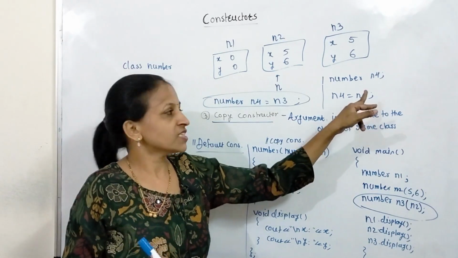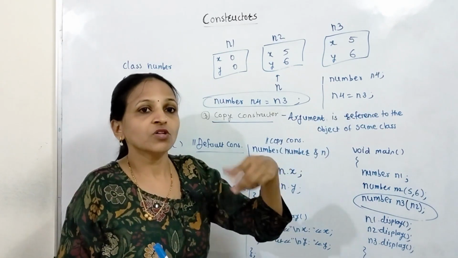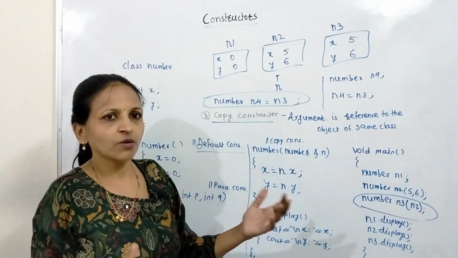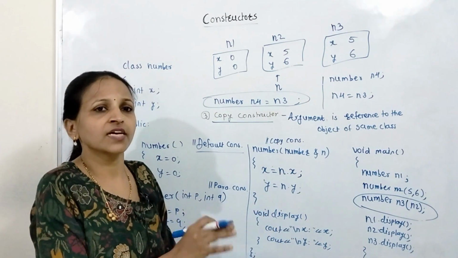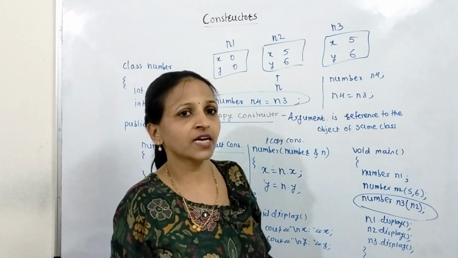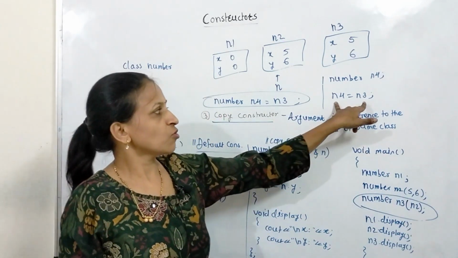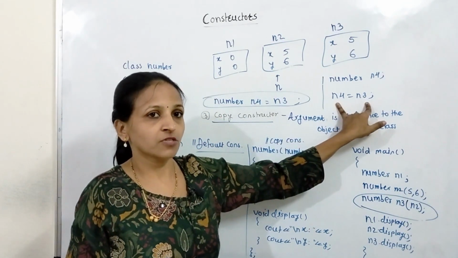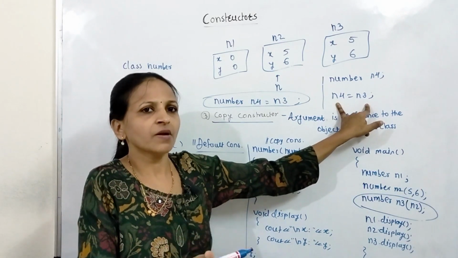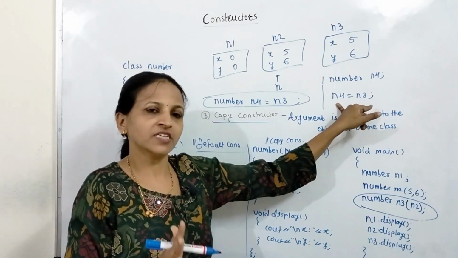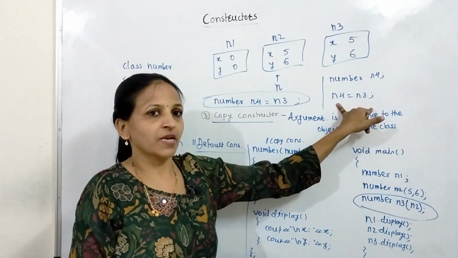Means we can use the assignment operator on objects. In the same way, just like we use the assignment operator with basic data types, we can use the assignment operator with objects also. These are nothing but user defined data type variables. That is allowed. That is possible.